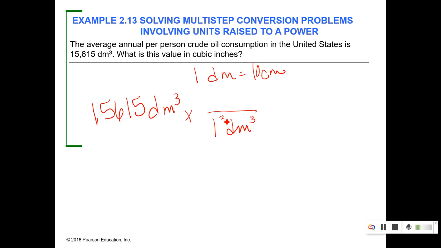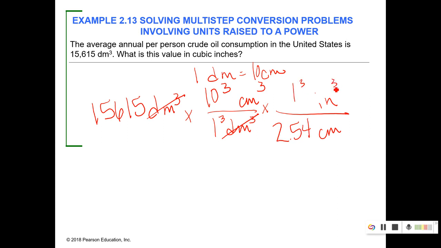So my decimeters cancel. I know I need to keep going because I don't have inches at the end. We got to cube everything because the units are cubed. Centimeters cubed cancels. So I've got 15,615 times 10 cubed divided by 2.54 cubed. And this is a pretty large number, but I need 5 sig figs. So I'm going to put it in scientific notation.